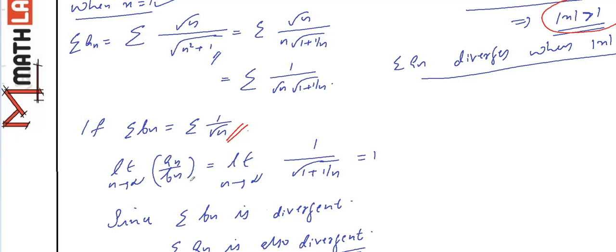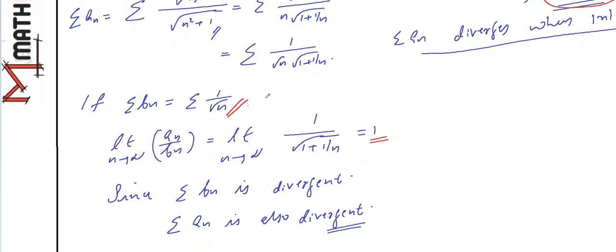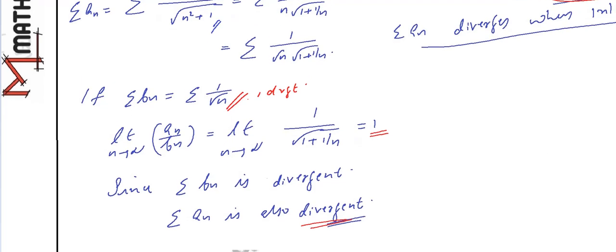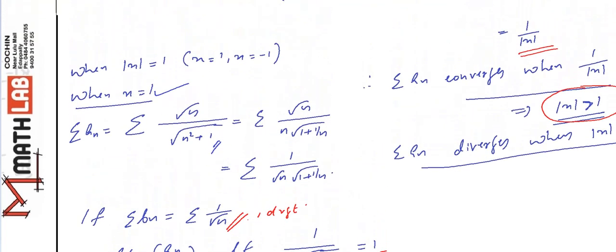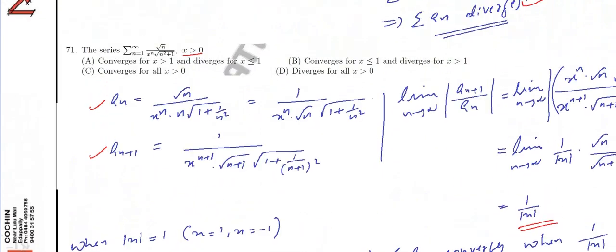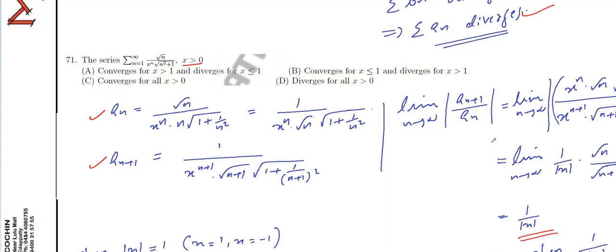When you apply the limit comparison test, you will get a finite quantity there, and this series is divergent. Sigma bn is divergent, as it's a p series where p is equal to 1 by 2, which is less than 1. So sigma bn is divergent, so sigma an is also divergent. When x is equal to 1, again it's divergent. So it converges only when x is strictly greater than 1. It converges for x greater than 1 and diverges for x less than or equal to 1. A is the correct option, and all the other options are wrong.